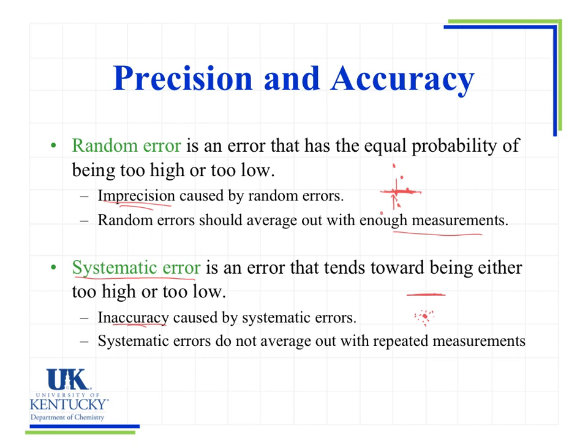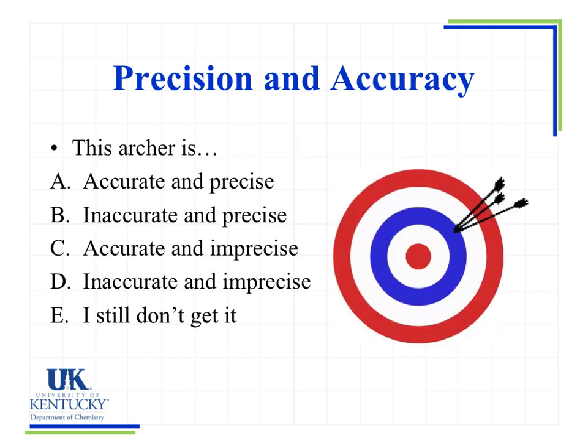And well, the systematic error does not average out with repeated measurements. As I said, if the problem is a systematic error, it doesn't matter how many times you do it. It's going to give you a result that averages out somewhere here, for example. So that was all about precision and accuracy. So can you tell me, in this archer, is it accurate or precise?